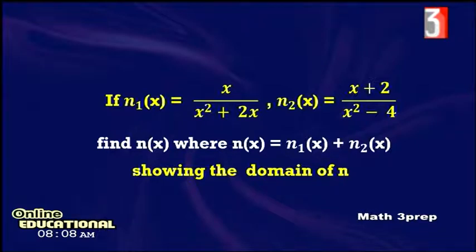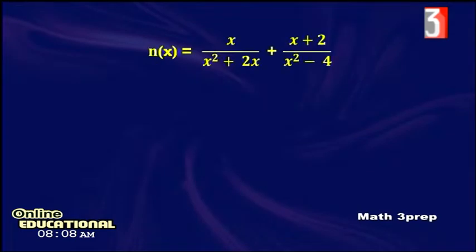So we want to add the two algebraic fractions, x over x squared plus 2x and x plus 2 over x squared minus 4. First of all, n of x equals x over x squared plus 2x plus x plus 2 over x squared minus 4.